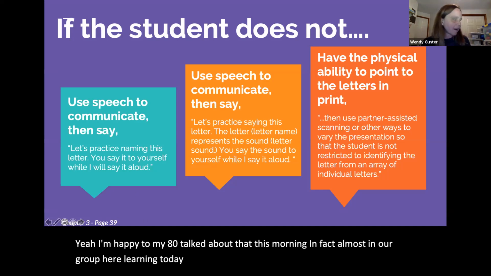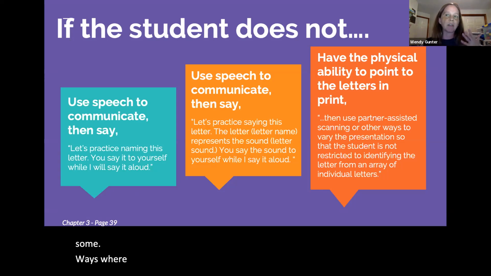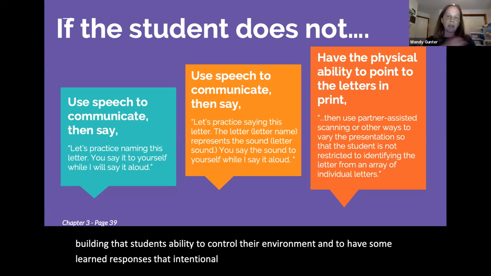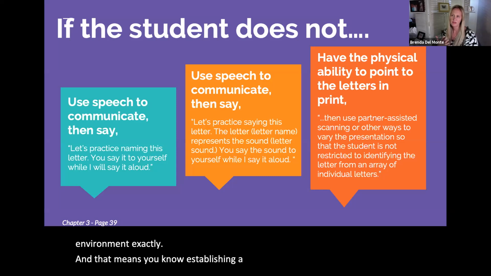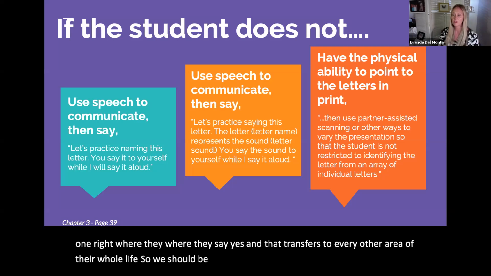As far as access, we have some students that have more limited access means, and that would be using things like switches, where you're taking their behavior as intentional. That is a great way to start building that student's ability to control their environment and to have some learned responses, where intentional behavior gets things going in their environment. Exactly. And that means establishing a way where they can say, that's the one, right? Where they can say yes. And that transfers to every other area of their whole life. So we should be doing that prior to literacy instruction, within literacy instruction, beyond literacy instruction.